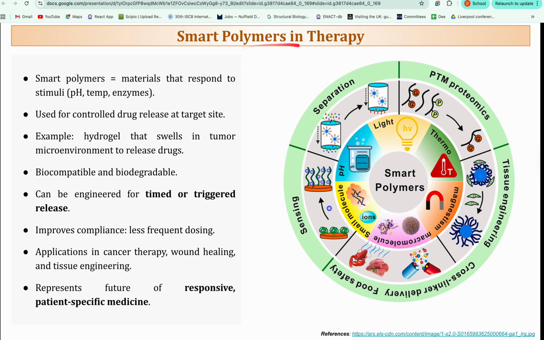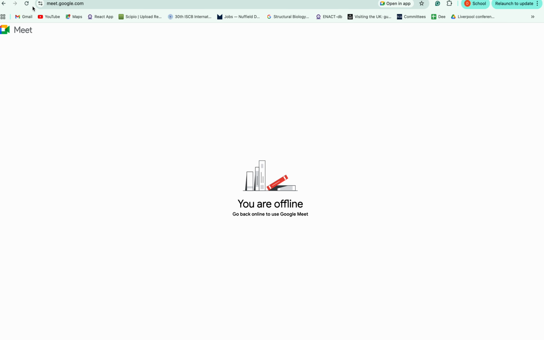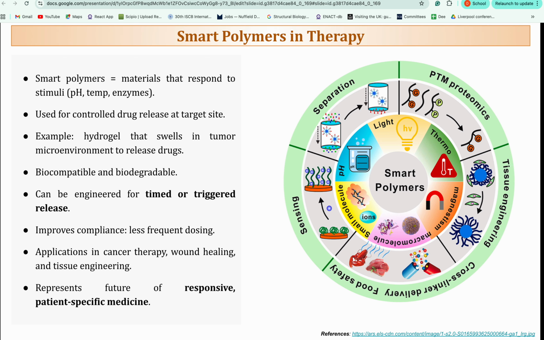Okay, so now we'll talk about the smart polymers in therapy. Smart polymers are the materials that respond to stimuli, such as pH, temperature, and enzymes. So it is used for controlled drug release at the target site. The example is the hydrogel that swells in the tumor microenvironment to release the drugs. So that's why they are known as smart polymers.